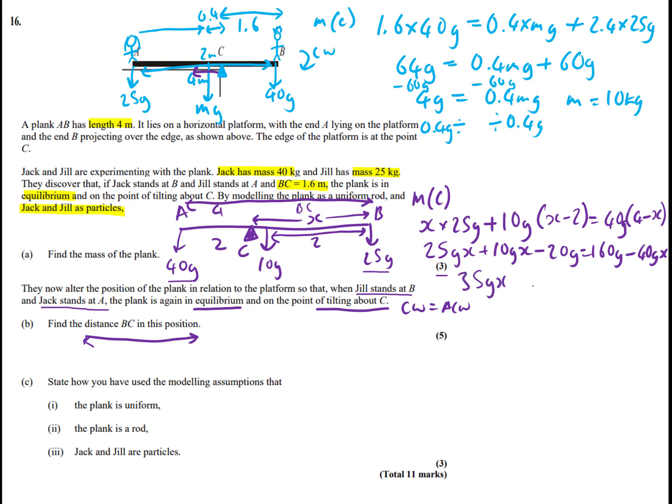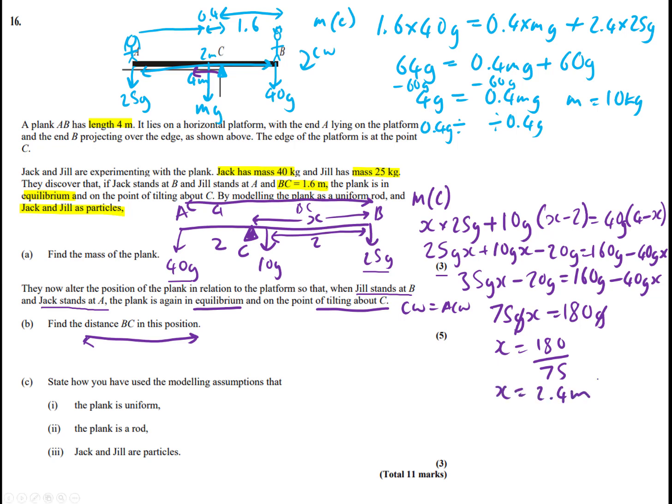35GX here minus 20G equals 160G minus 40GX. Let's get the GX's together, so you can see we get 75GX equals 180G. Now the G's cancel obviously, so X equals 180 over 75. So X equals 2.4 meters, and we are done.